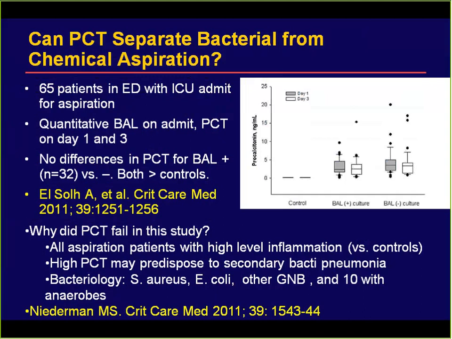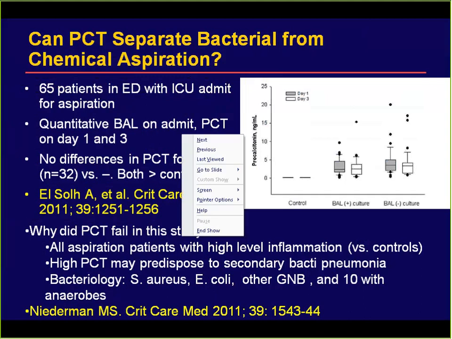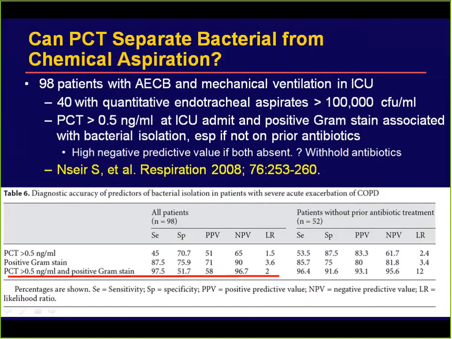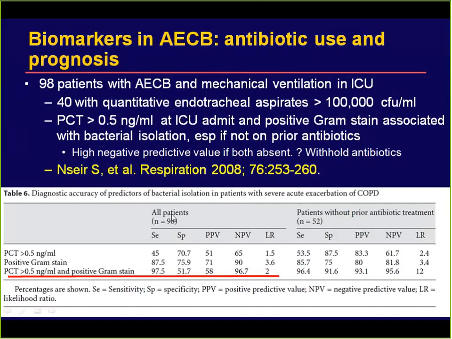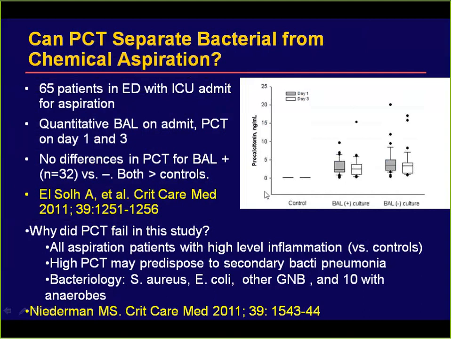This is a study that was done in Buffalo where they took 65 patients admitted to the ICU from the emergency department with a history of aspiration pneumonia. They did a bronchoalveolar lavage within 4 hours, and they classified these patients as BAL positive or BAL negative, and they looked at the procalcitonin levels, and as you can see, they were virtually identical.